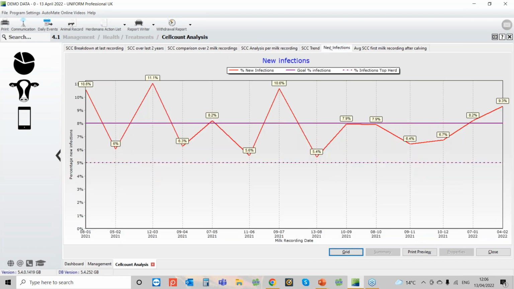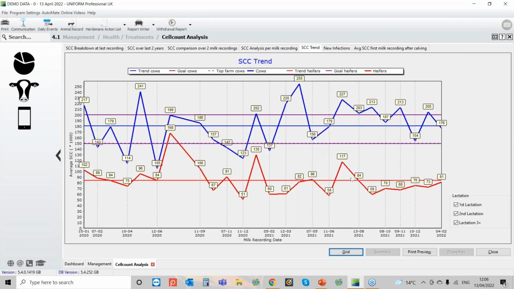Normally, if I look at this report, I'll then go to the tab new infections. And here we can see that on that recording in February, it was high. Ideally, we want it to be below 8%, and our target is below 5%. So we're not doing super badly, but we can see there are some peaks there that are higher than we would want.